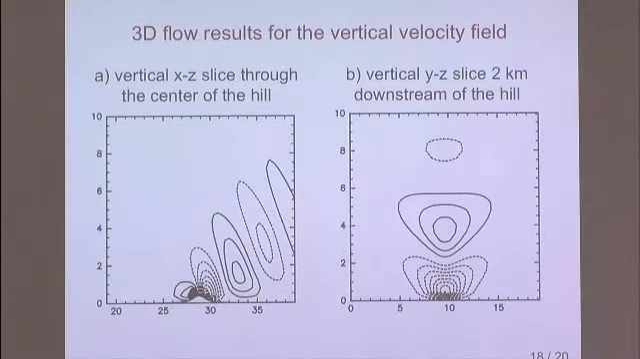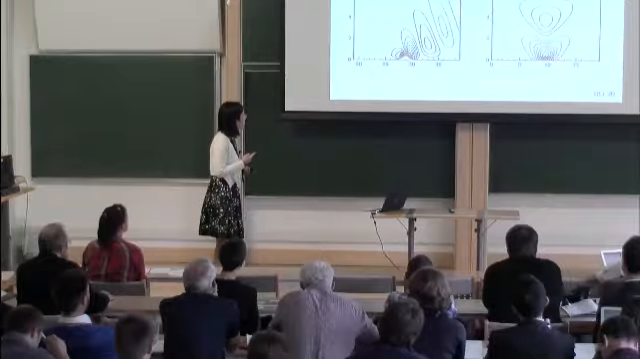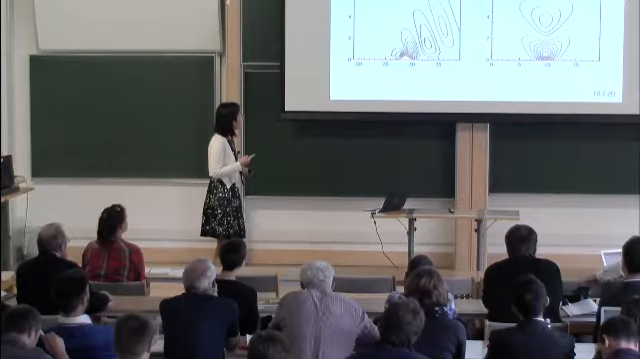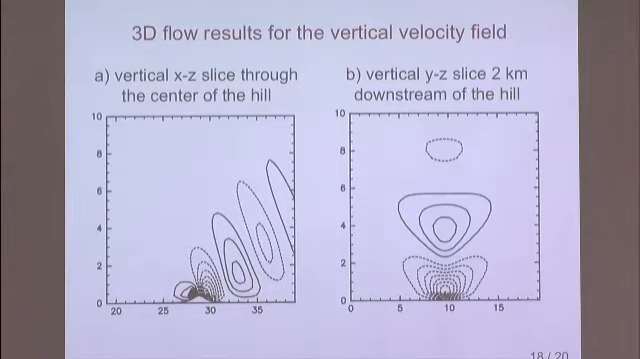Here's the flow result for the vertical velocity field after 30 minutes of integration. The left picture shows the vertical XZ slice through the center of the hill. We can see wave propagation similar to the 2D case. The right picture is a vertical YZ slice 2 kilometers downstream of the hill, about this line, and this shows the result is actually 3D and symmetric about the hill.